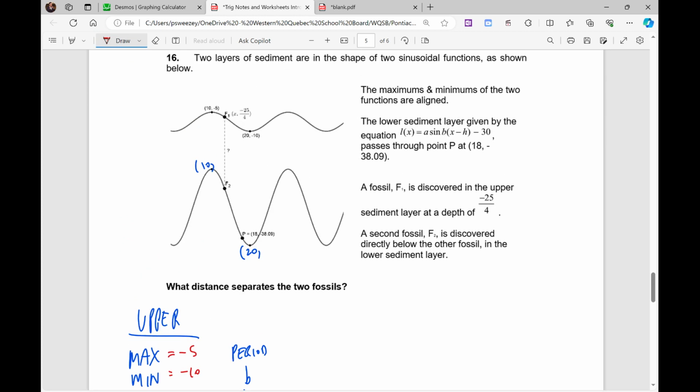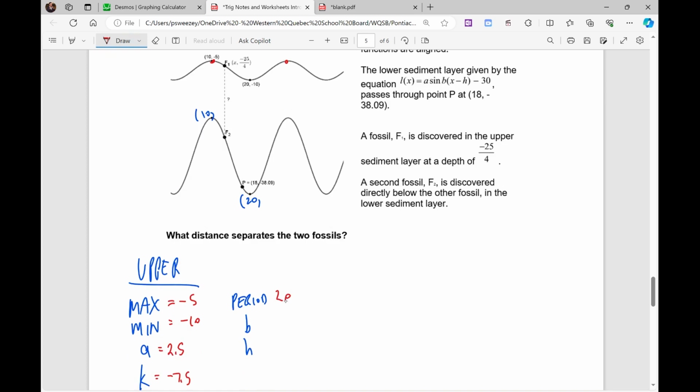Now, alternately, the period is found by figuring out when it repeats itself, so from peak to peak or trough to trough. Now, I know this starts at 10 and I know halfway is 20, so I know the full distance is going to be 20. Meaning B will be equal to 2 pi divided by 20, or pi over 10.